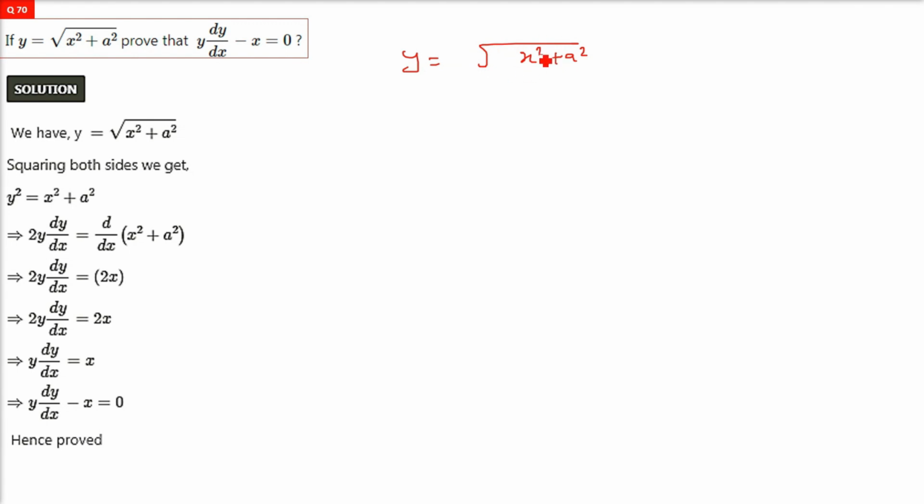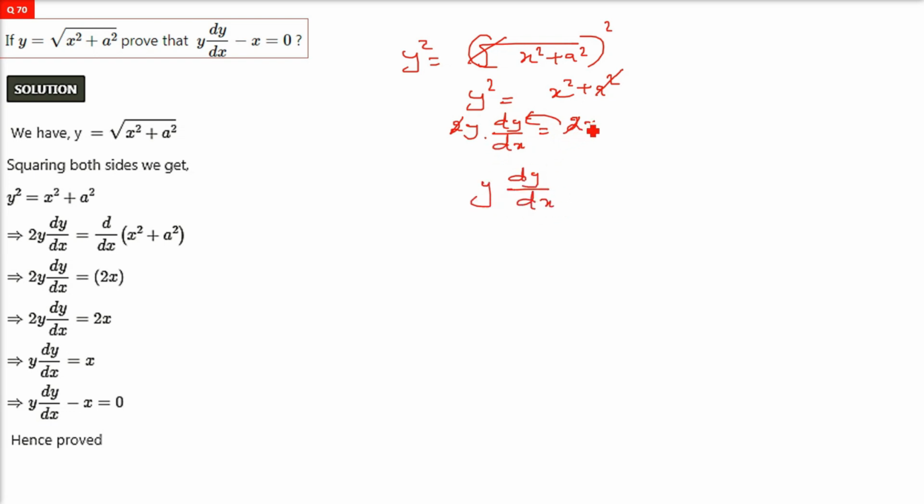Normally we will do what? Dy by dx and d by dx of that thing, x square plus a square under root. But the better way is, because we need y dy by dx, and that will only come when we square both the sides. So when we do the square, y square will be equal to x square plus a square, and the y square differentiation is 2y dy by dx, and this right hand side x square will be 2x, and this a square will be 0. It is a constant. So 2 gets cancelled, y dy by dx, x we take on the left hand side, so y dy by dx minus x is going to be equal to 0.